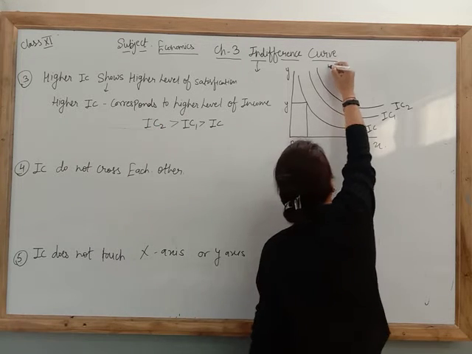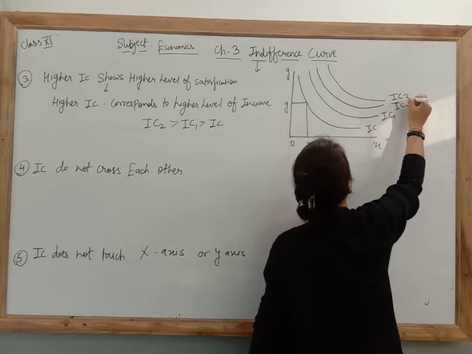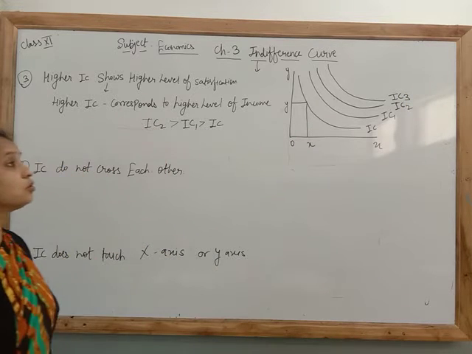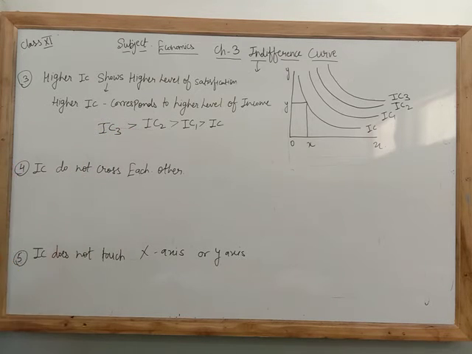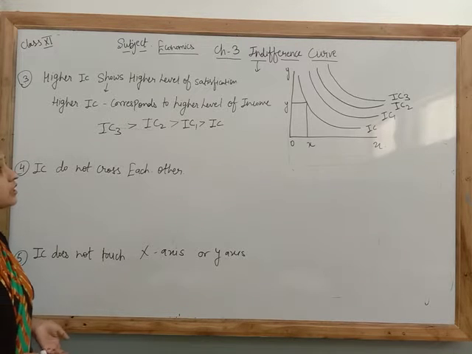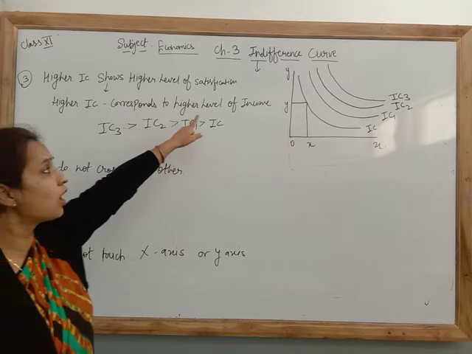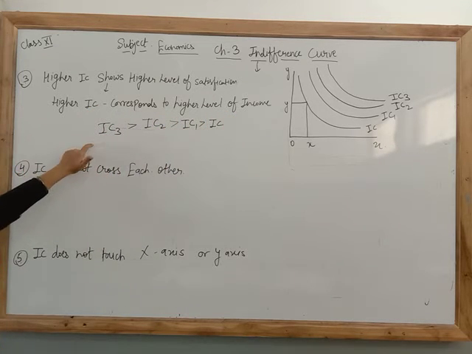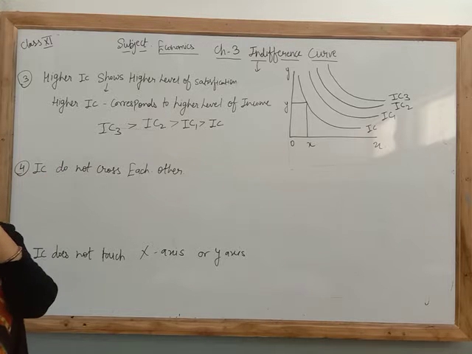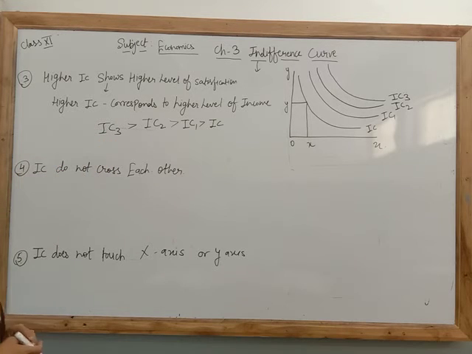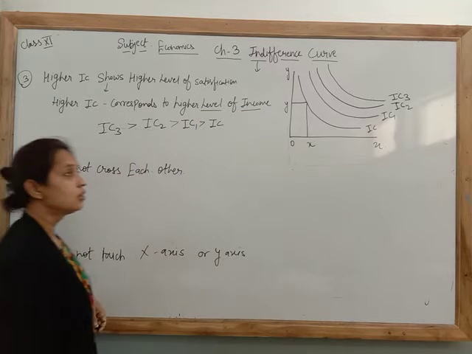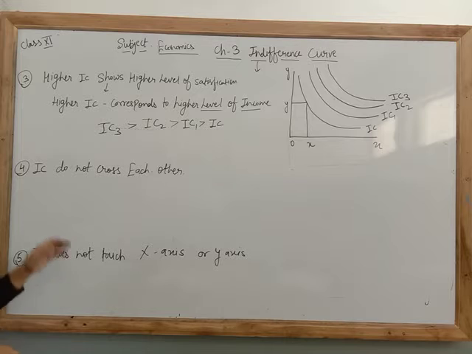Suppose IC3 is also there. So IC3 offers you the highest satisfaction due to the higher level of consumption. Higher the consumption, higher the satisfaction. Higher the IC, higher the satisfaction, due to the correspondence to a higher level of income. IC3 shows that you are consuming greater commodities. In that condition, how can you consume that? Through a higher level of income. Clear? So IC3 offers you a higher level of satisfaction.